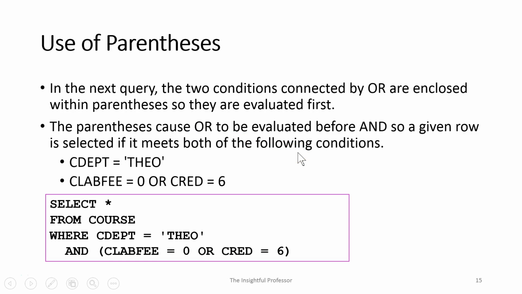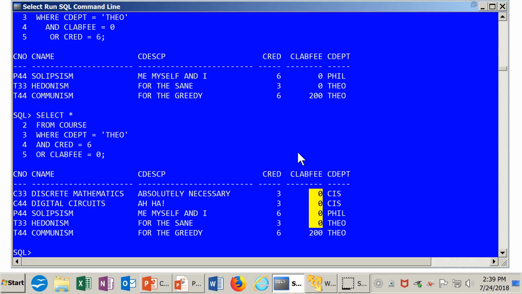Now, in the next query, we show you something that we kind of suggested you could do because we could do it with arithmetic expressions and arithmetic operations. You can override the operator precedence, and that's exactly what we're doing here. So we're saying the department is theology, and then we're saying and within, and we have a parenthesized expression that is testing the lab fee and the credit, and that is or. So let's take a look at this.